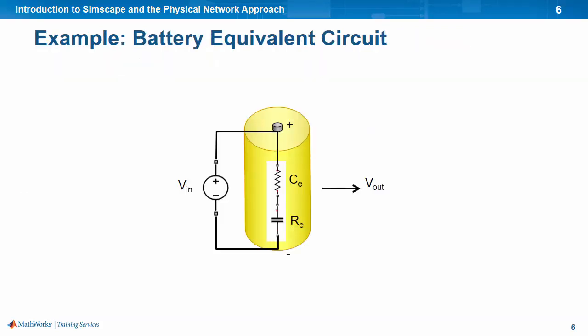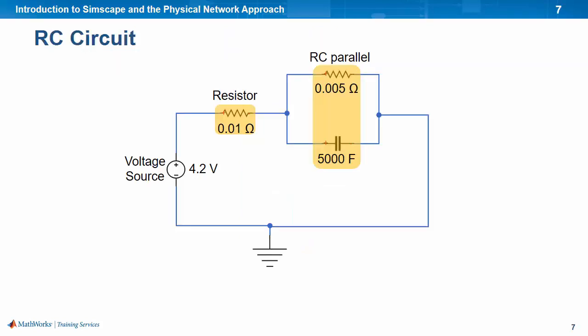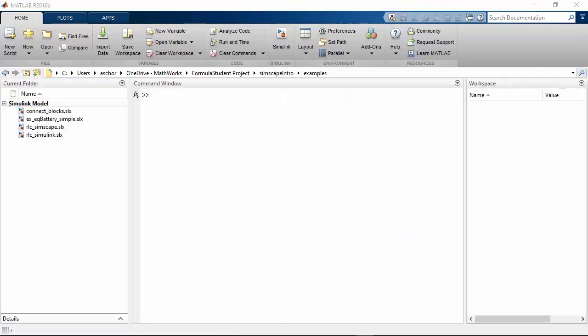Here we'll take a physical system, model it with Simscape, and simulate it. We are going to take the equivalent circuit of a battery as our example. You can approximate a simple model of a battery as an ideal voltage source connected with a series resistor and an RC parallel bridge. The electrical schematic of the RC circuit is shown here. Let's model this circuit and simulate it to measure the current flowing through it. To start, we'll switch to MATLAB.